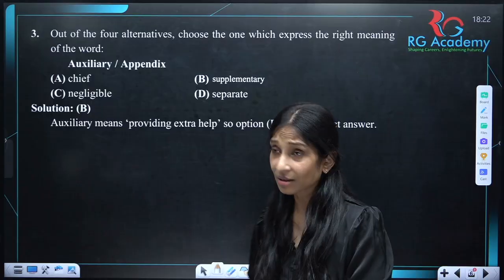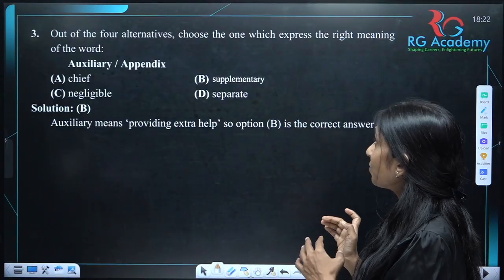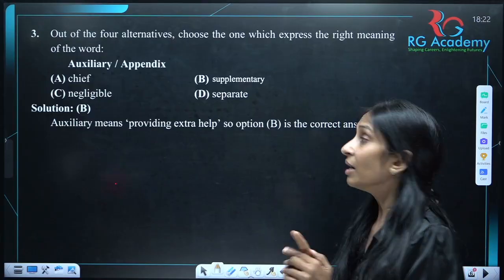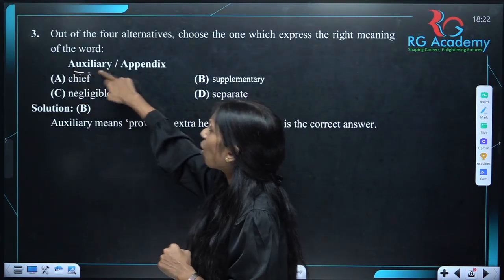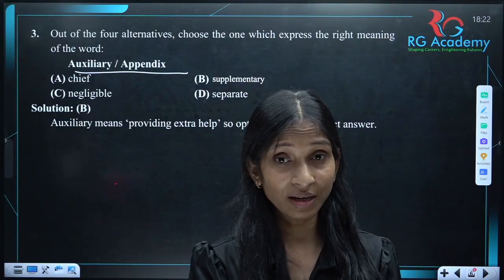Now let us see the third question. The question says, out of 4 alternatives, choose the one which expresses the right meaning. Again, we have been asked the synonym, right? Now we have 2 words which are the same, auxiliary or appendix. This question I have taken because it has already come in the BITSAT paper.